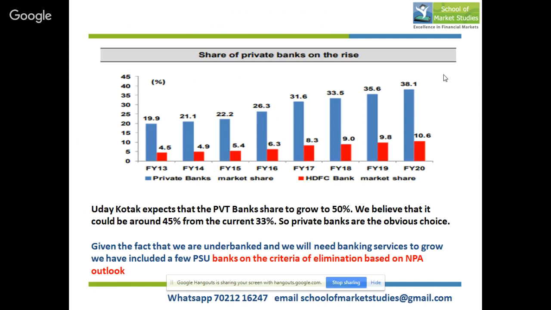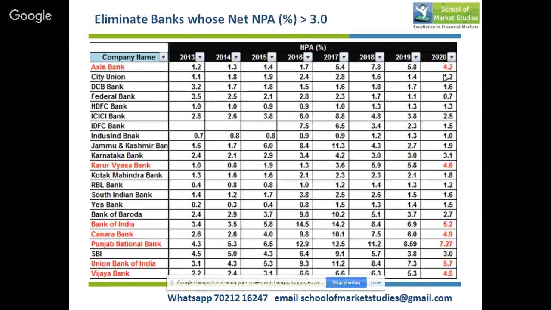Then what we started doing was that, based on the criteria of NPA, how the NPAs happened to be in FY20 based on market forecasts, we kind of eliminated stocks where NPAs were greater than 3.0. So why did we do that? Because we wanted to include SBI in our portfolio of stocks. Why we wanted SBI in our portfolio of stocks? Because it was a hypothesis that if you want to lend in this country, you cannot do it without big boy SBI. So we did that.